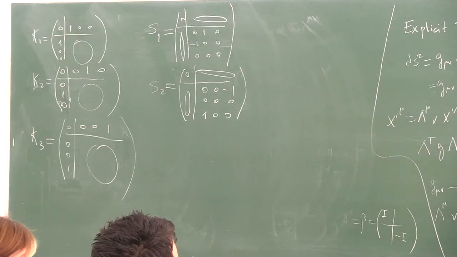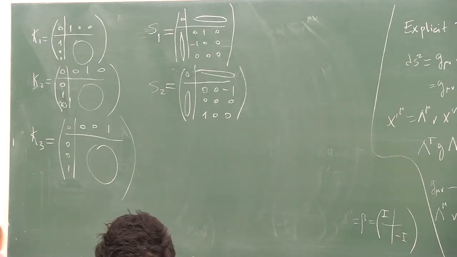This one is lambda 2, 3. This one is lambda 1, 3. This one is wrong? No. This one is correct. And this one is correct? Yes. And this one?